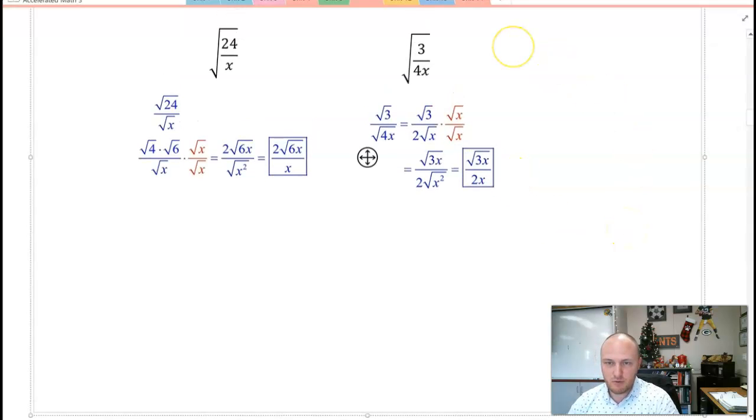Okay, in the next example, we have the square root of 3 over 4x. Well, that simplifies to be the square root of 3 over square root of 4x. The 4 can be simplified, right? That's 2. So we have square root of 3 over 2 root x. And then we're just going to multiply by the square root of x to rationalize that root. Okay, so the final answer would be square root of 3x over 2x.